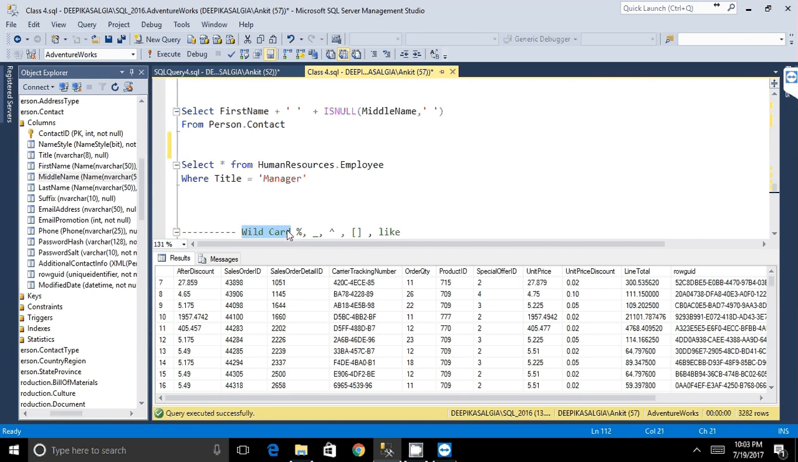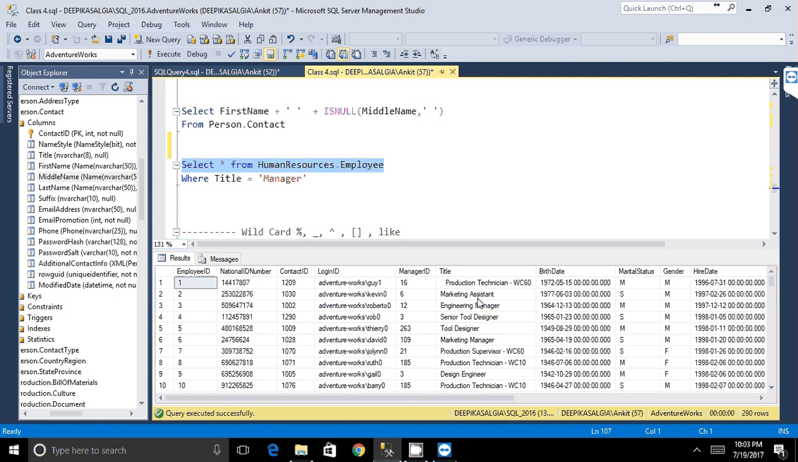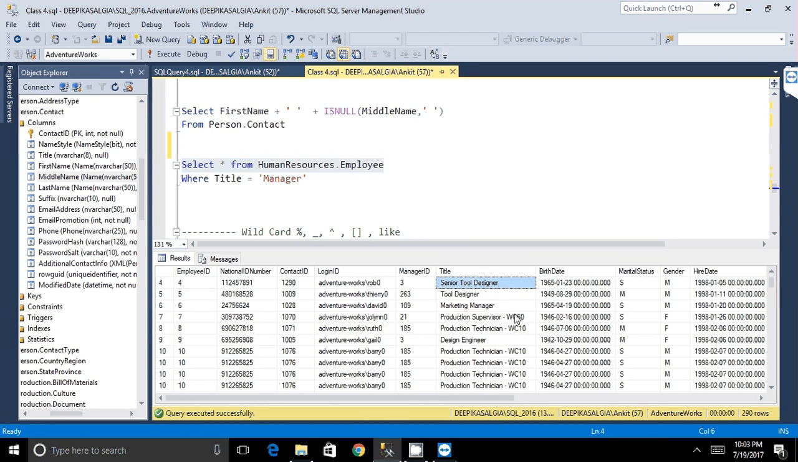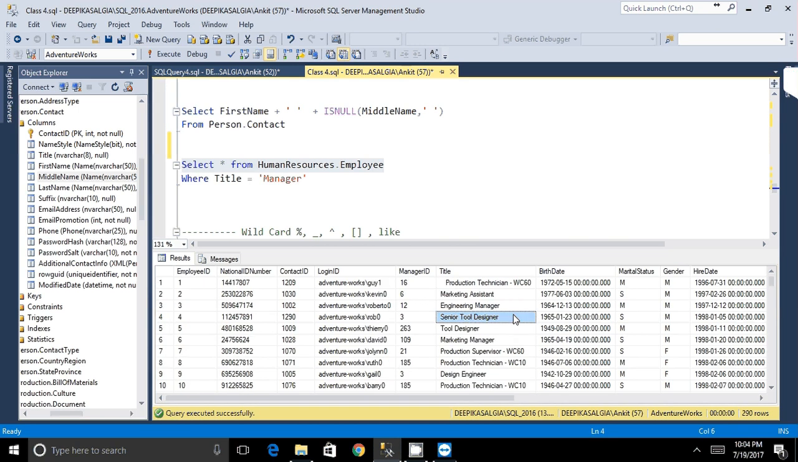Now what is wildcard? In the HumanResources.Employee table, say I ask, can I get all the titles which have manager in them? So this one has an engineering manager. This has a marketing manager. I want to see all those employees who have manager in their title. I want to see engineering manager, marketing manager, and all the employees. I don't know how many titles have manager in them. What I want is all the employees whose title contains manager.